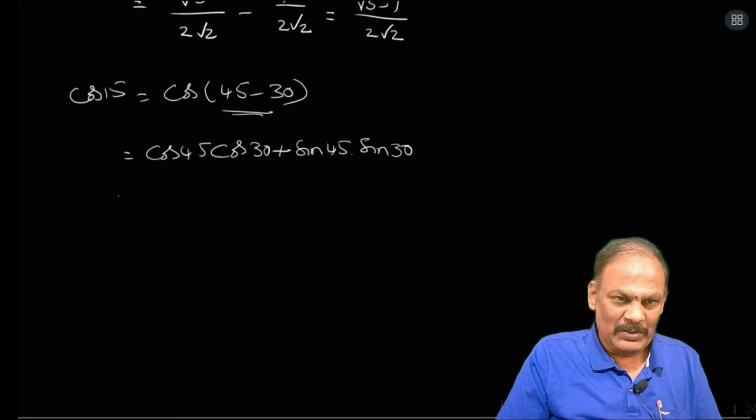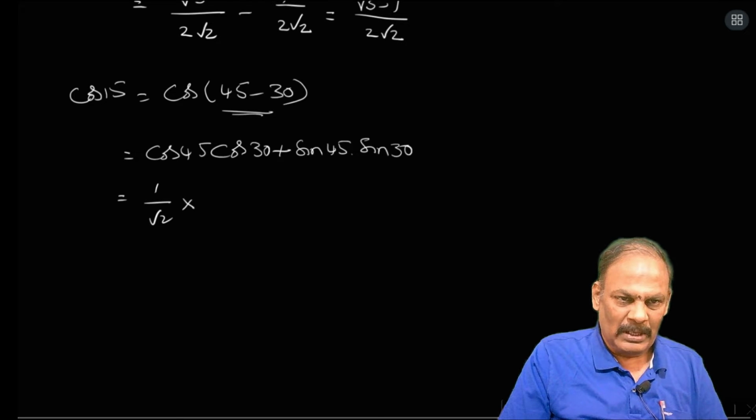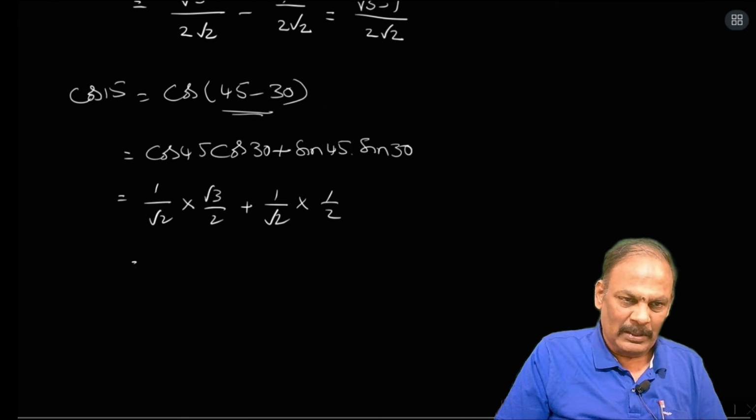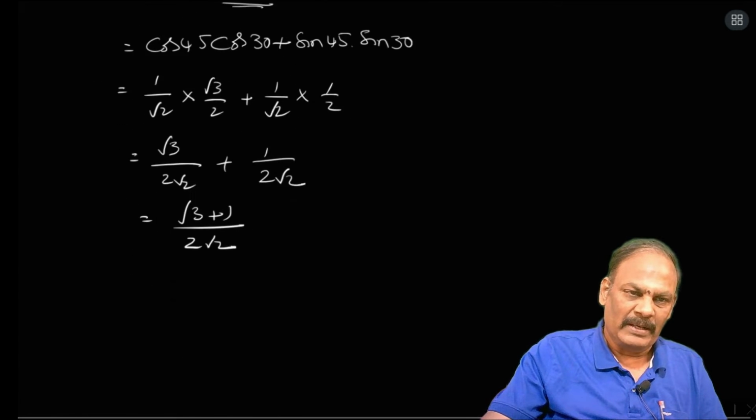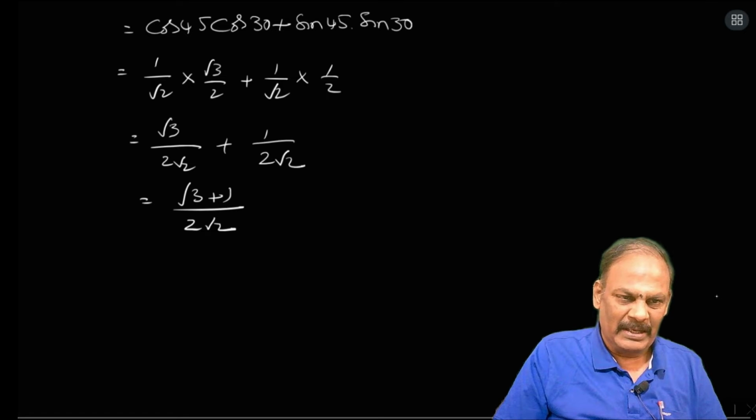Now write the values. Cos 45, 1 by root 2, into cos 30, root 3 by 2, plus sin 45, 1 by root 2, into sin 30, 1 by 2. That is root 3 by 2 root 2 plus 1 by 2 root 2. By finding the LCM, root 3 plus 1 by 2 root 2. This is cos 15. Next one, tan 15 is required.